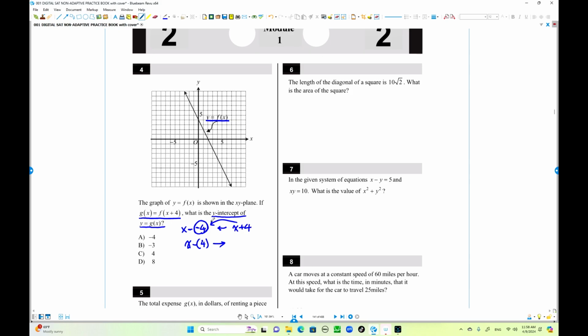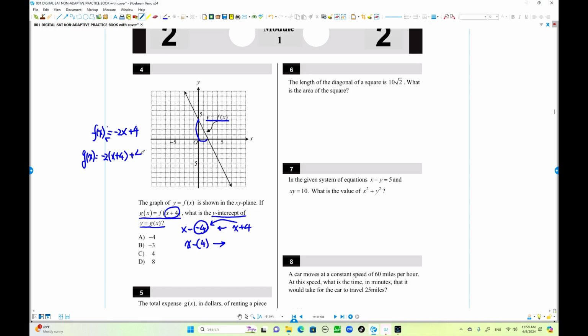Or you can find directly y equals f of x first. This is 4, this is 2, negative, right? 4 over 2 is negative 2. Negative slope, negative 2x, and the y-intercept is 4. That's the graph of f of x. What is g of x? G of x equals x plus 4, replace over here. So minus 2 times x plus 4, that means move to the left by 4 units.